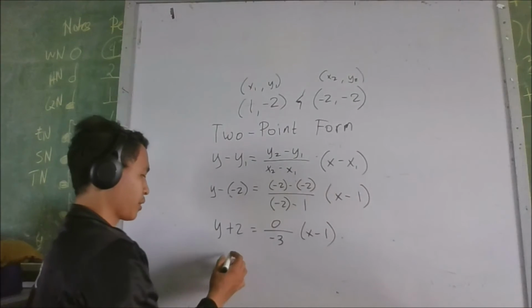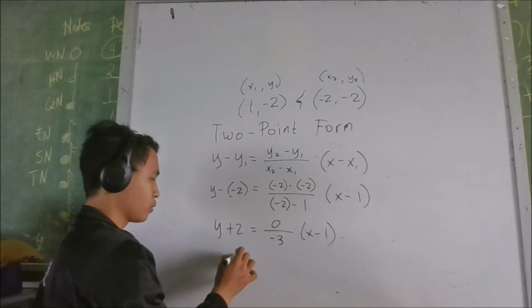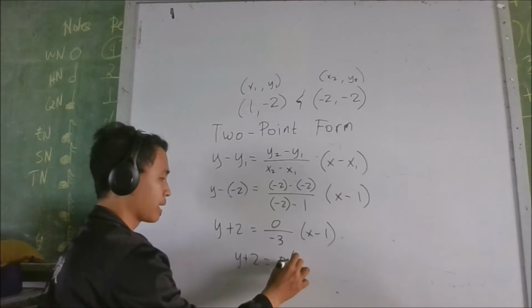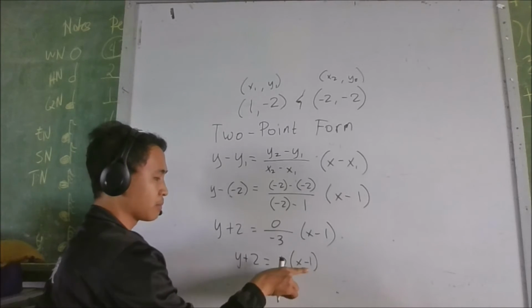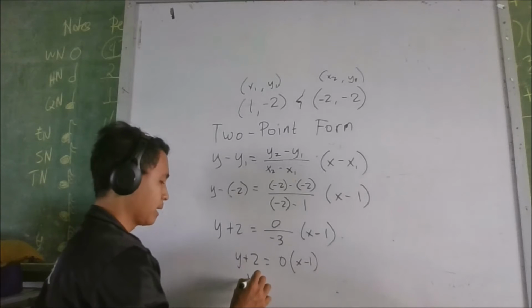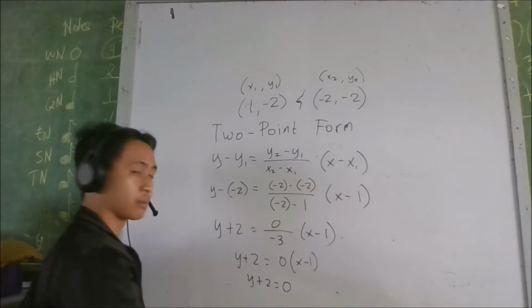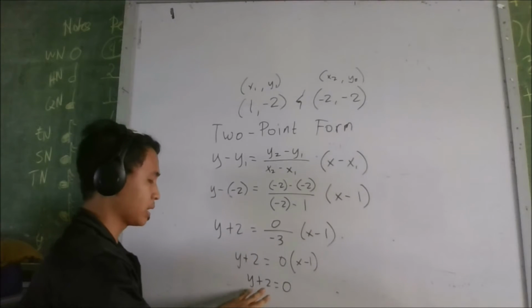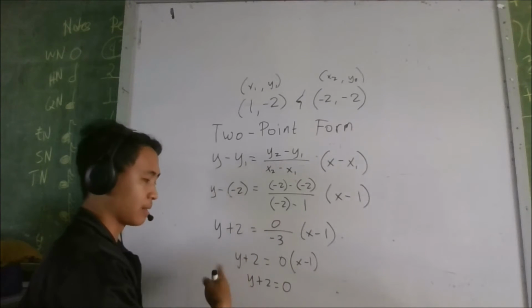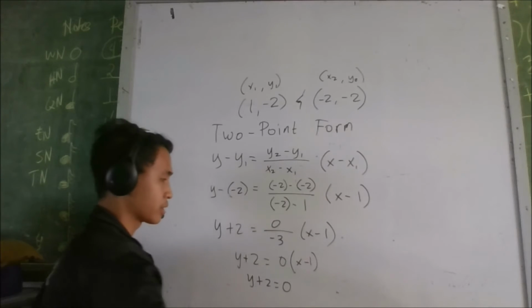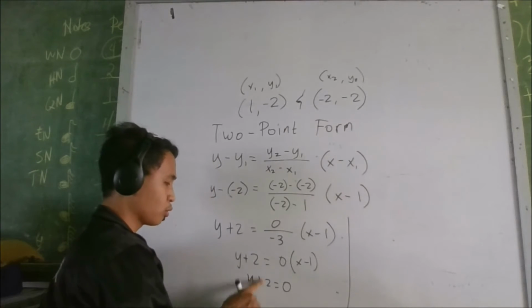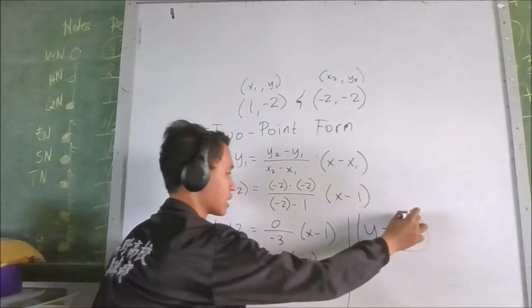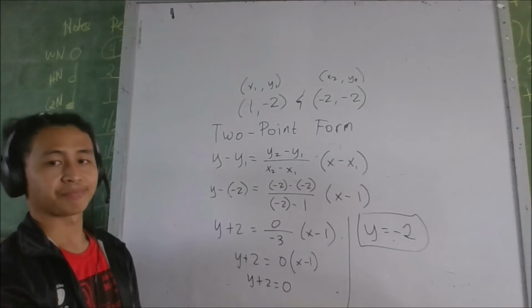Okay? So therefore, the formula here is y plus 2 equals 0 multiplied by x minus 1. And 0 times x minus 1 gives y plus 2 equals 0. Okay? Since we are looking for the standard form, the variable should be on the left side and the constant on the right side. So that would be transposing 2 to the other side: y equals negative 2. So this is our final answer. Okay?